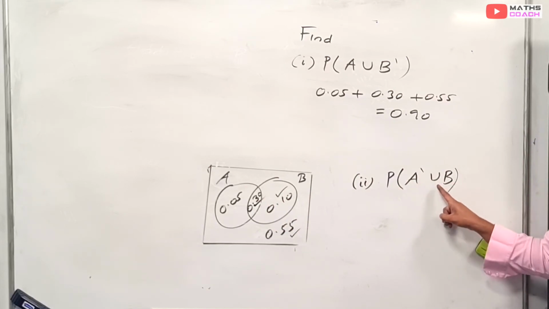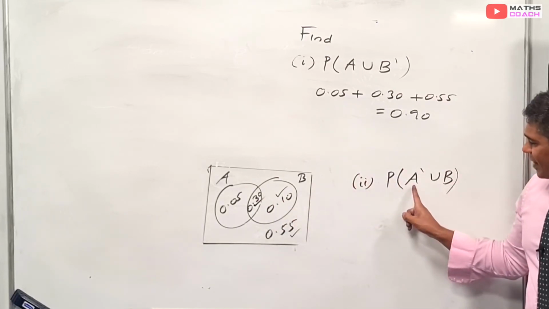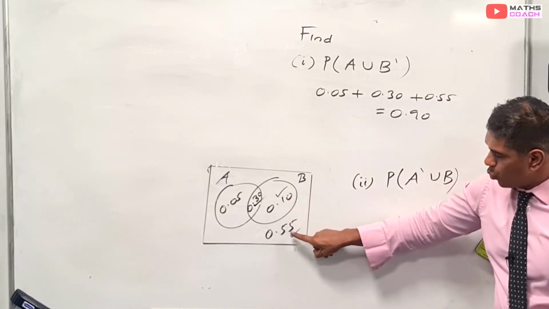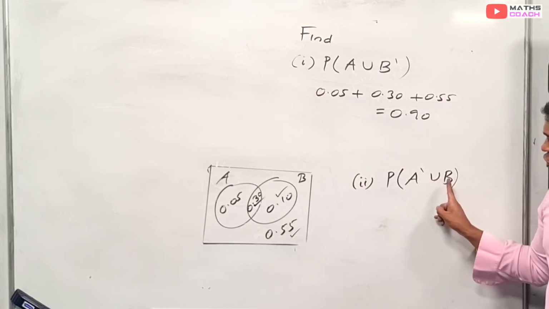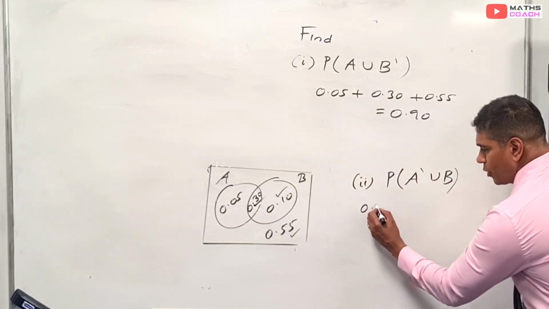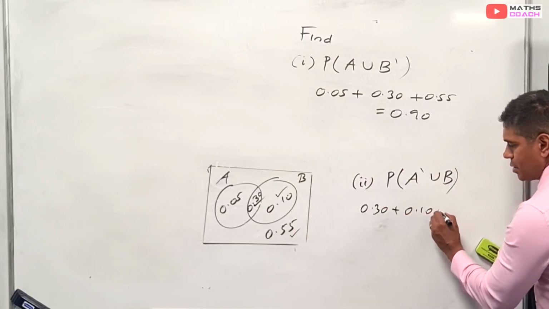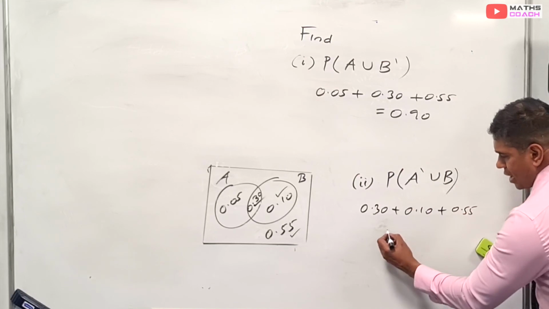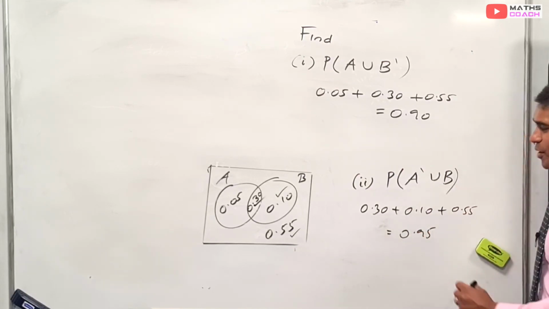So A dash union B means I can have anything outside A, which is 0.1 and 0.55. Union B means in addition to that, I can bring in the 0.30. So I have 0.3, add 0.1, add 0.55, and when you work that out, you get 0.95.